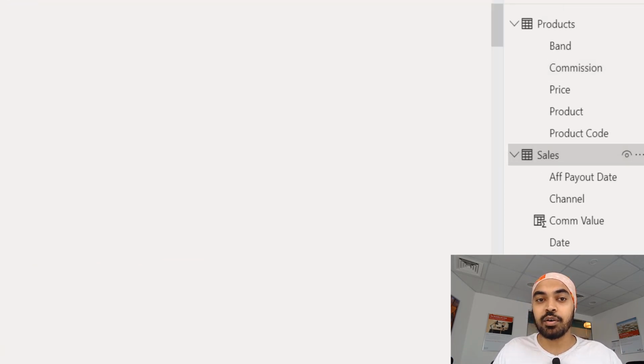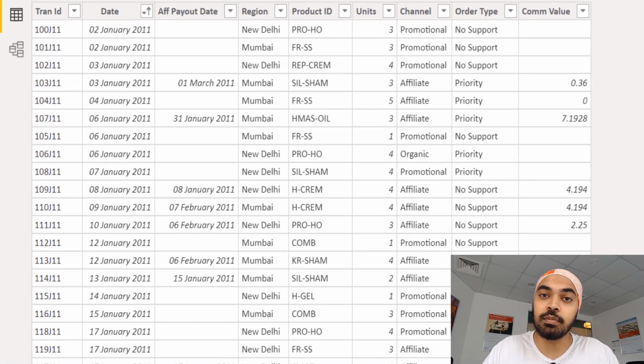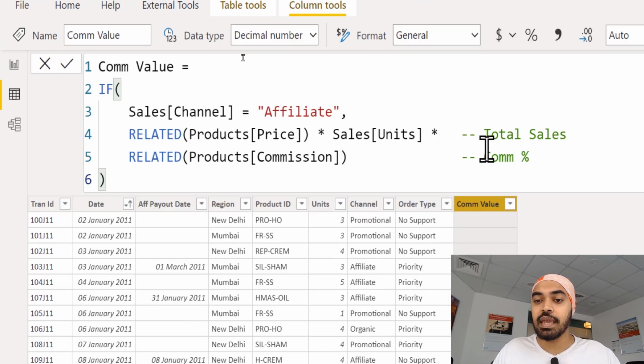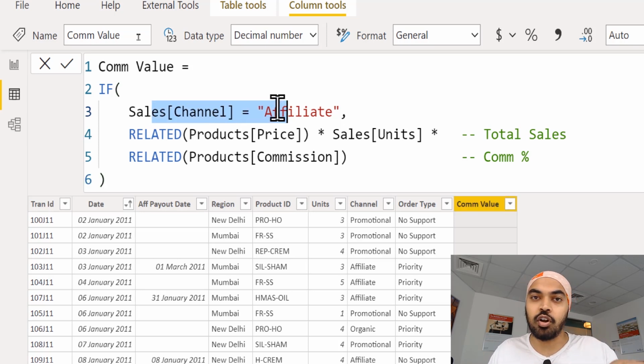If you think about it, the way that you would try to solve this problem in Excel is probably by creating a column. And this is exactly what I have done, to give you familiarity with the concept that I'm trying to build. I created this column, the commission value column. In it, I wrote a very simple IF statement, and I said: first of all, check the channel. Is the channel affiliate or not? Because I only have to deliver the commission value for affiliates, and that's my starting check.